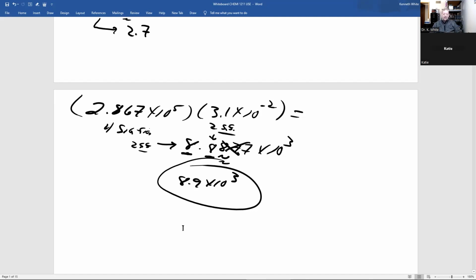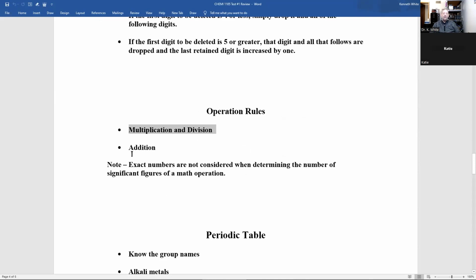And the same thing is true for division. I will not have addition on test number 1. You should know exact numbers, which we talked about in the temperature conversions, are not considered when determining the number of significant figures in a math operation.